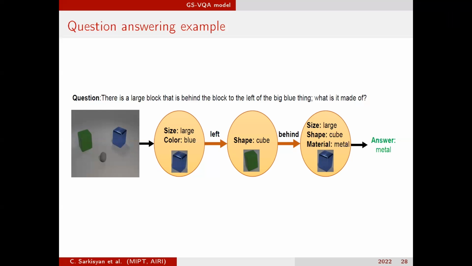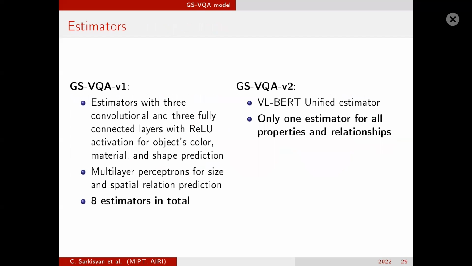Thus, the model provides not only an answer to the question, but also an interpretable explanation that illustrates the relationship of scene objects with objects mentioned in the question's text. In addition, the obtained history of scene states allows us to trace the reasoning process.